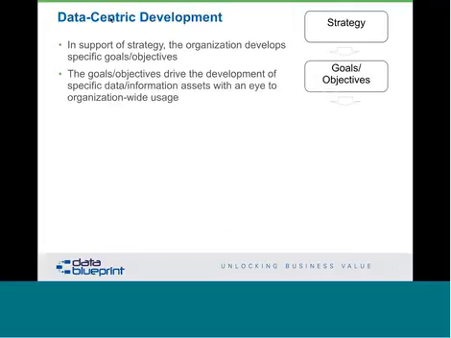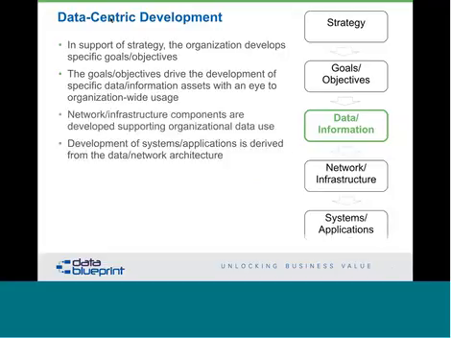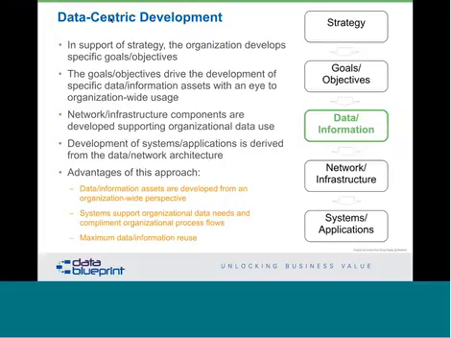If we flip our model slightly and say instead we should develop strategy, goals, and objectives, and then, as I stated a couple slides back, develop our data and information layer first. This gives us then the opportunity to talk about networking components and then get to our systems and applications as an additional development process. The advantages of this approach, of course, are that the data assets are developed from an organization-wide perspective, that the systems support the organizational data needs and complement the organizational process flows as opposed to the other way around, and finally, we can maximize our data reuse.